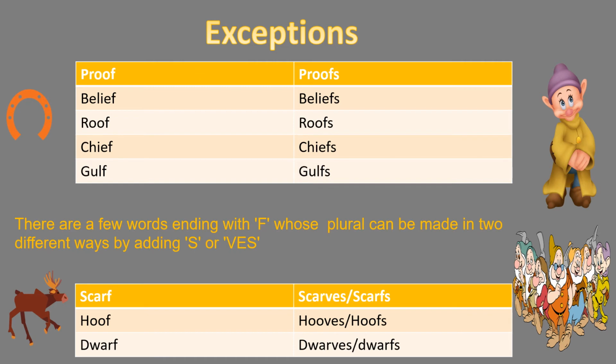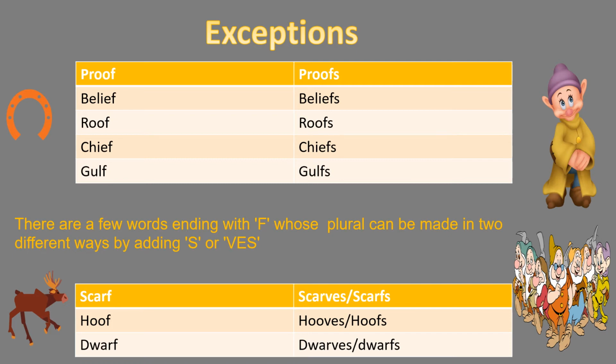But there are a few exceptions where you add only s, even if the ending word is f. Even if the ending word is f, you have to add only s, and these are the exceptions. Proof, proofs; roof, roofs; gulf, gulfs; belief, beliefs; chief, chiefs.